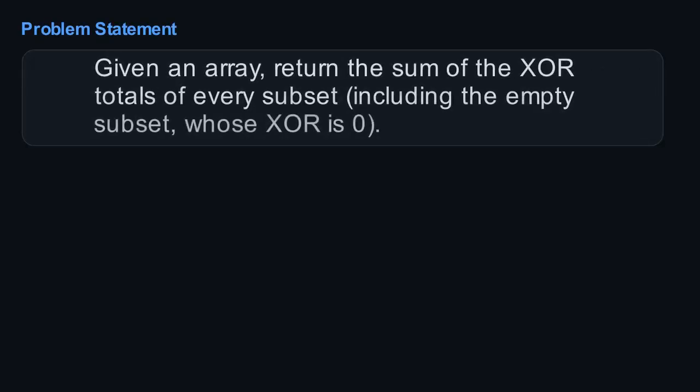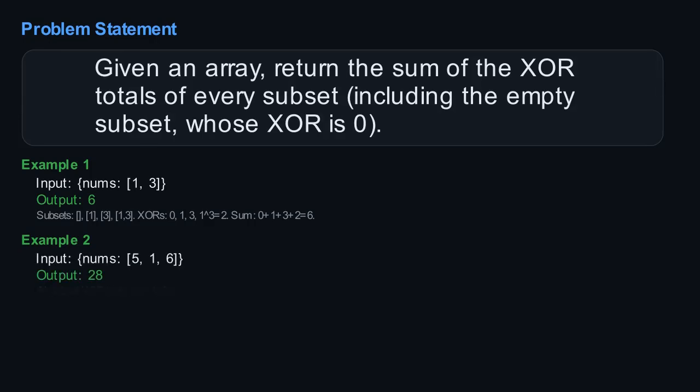The problem asks us to find the sum of all possible subset XOR totals for a given array of numbers. For each subset, we calculate the XOR sum of its elements. If a subset is empty, its XOR sum is 0. Our goal is to sum up all these individual XOR totals. This means generating all subsets, computing their XORs, and adding them together.